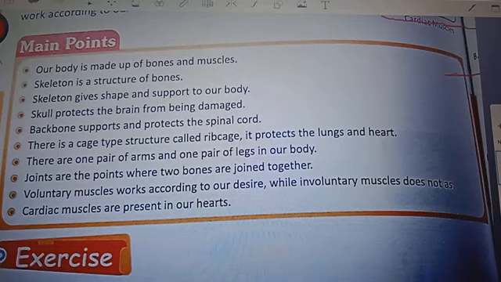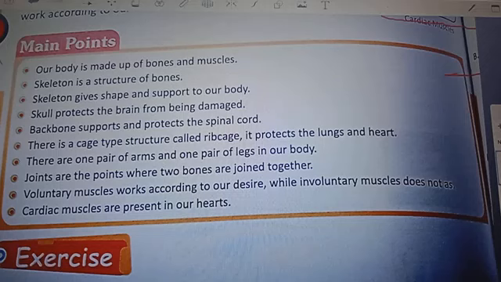Then we spoke about the backbone. It supports and protects the spinal cord. Our skull protects the brain, and the backbone protects and gives support to the spinal cord. Then we learned about the rib cage, a cage-type structure. It protects our lungs and heart.